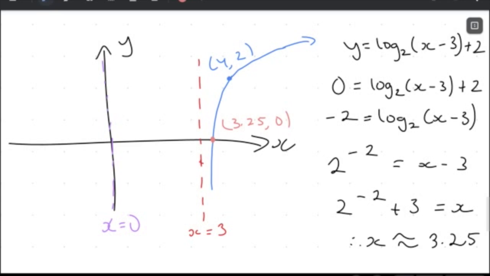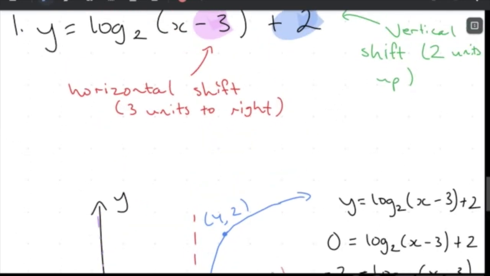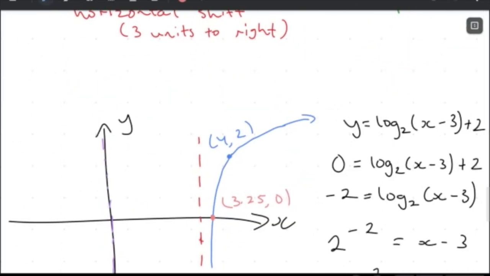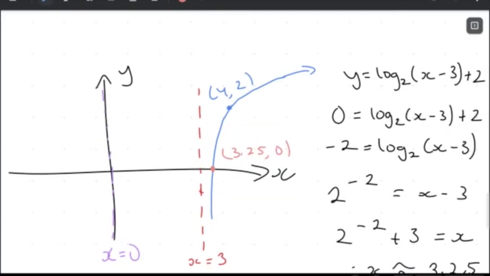So this is how we can apply our transformations to draw a new graph and calculate other things as well. So calculating new intercepts when these things get shifted up and down. Okay, let's look at one more example.